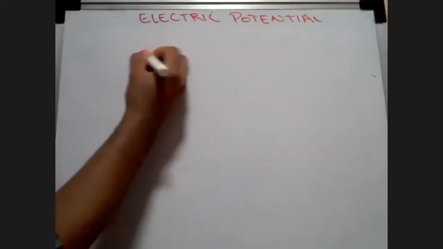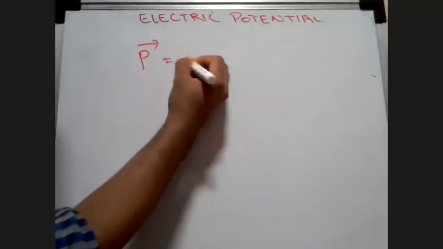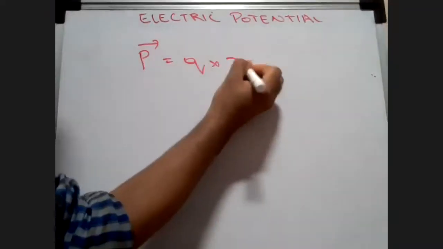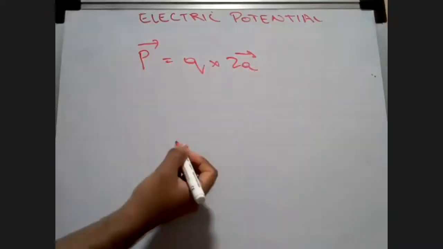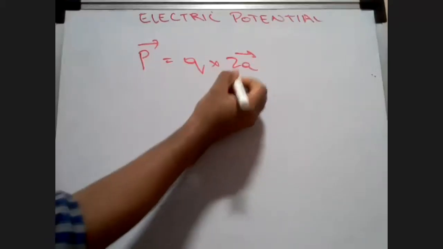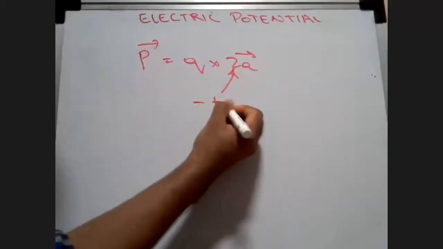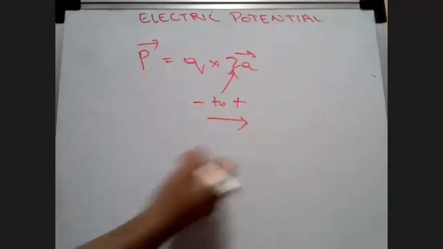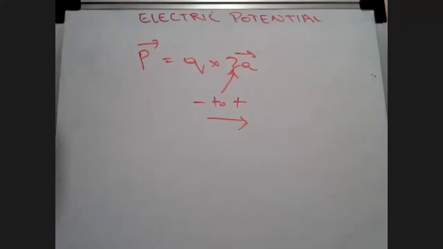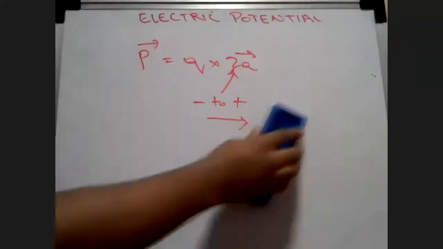Okay. So P is equal to Q into 2a. It is directed from negative to positive. This is the direction. Let's take one example.